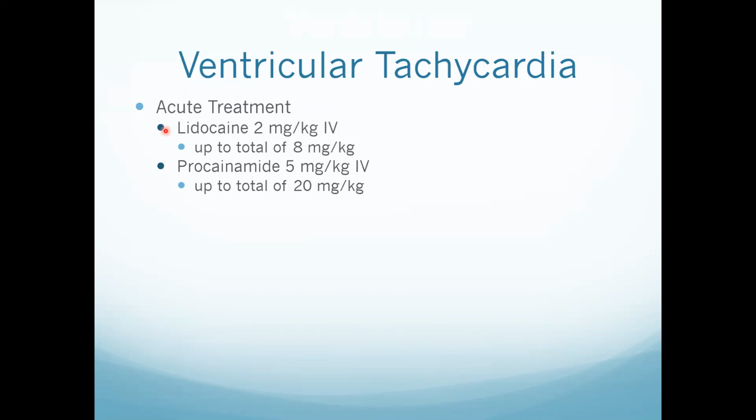If lidocaine's not working, then we could reach for procainamide. So typically I will use a 5 mg per kg IV bolus, and we can repeat that up to a total of 20 mg per kg. And in the vast majority of cases, lidocaine is going to be sufficient to break the rhythm, usually after maybe 2, maybe 3 doses.